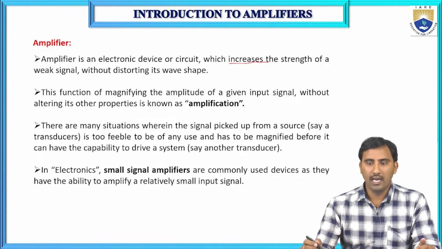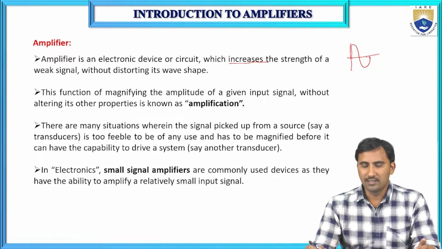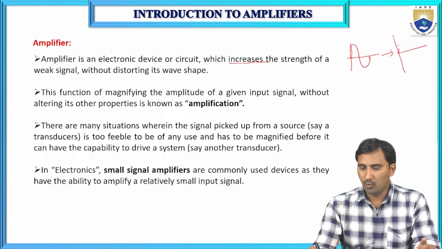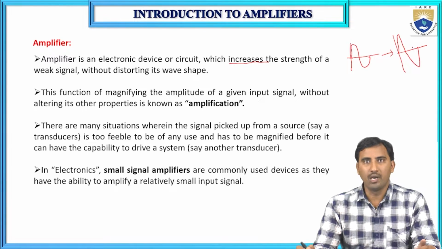Suppose you have an input signal like this one. So this is an input signal. This we are amplifying, that means boosting the signal using the amplifier. After boosting, the output will have an increased amplitude level without changing its shape. So the shape should be reproduced without any distortion. That is called an amplifier.